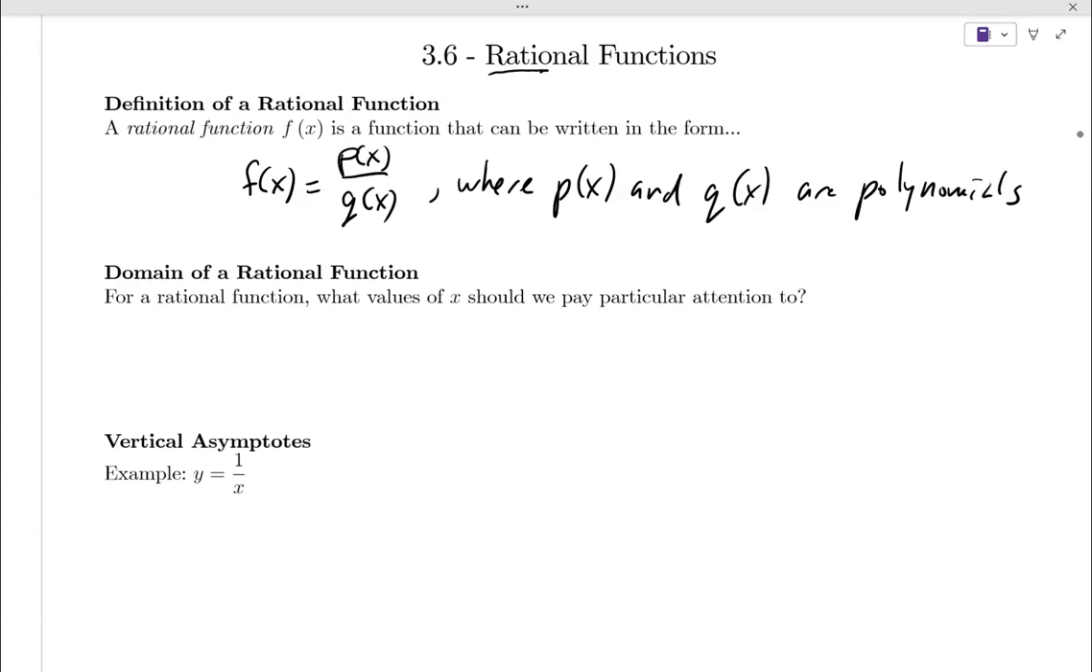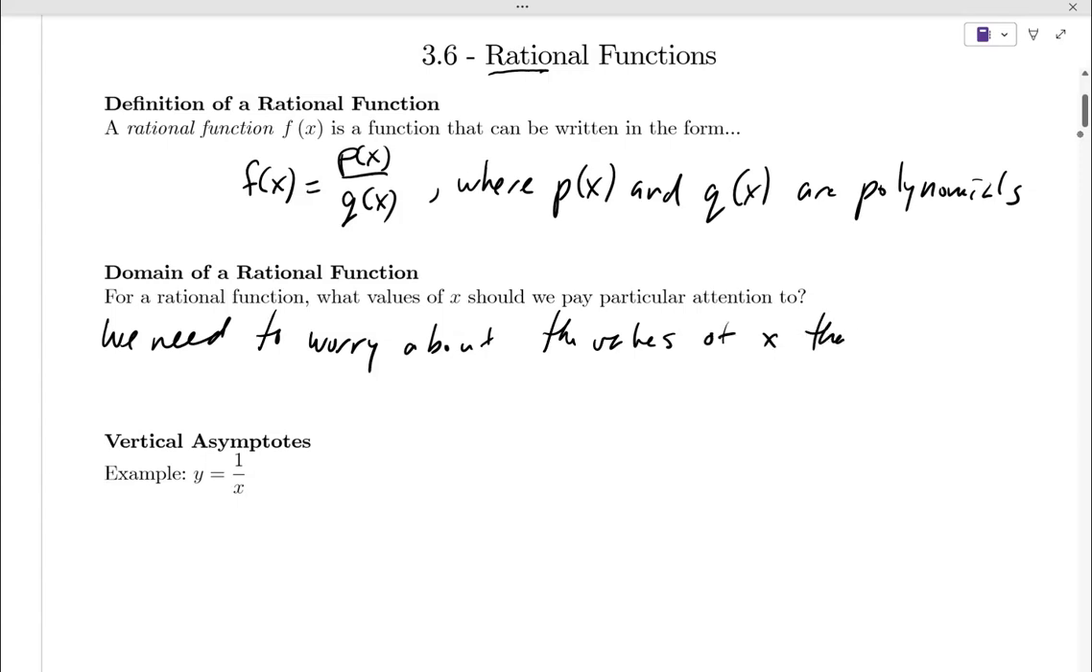When we start introducing ratios, though, what might go wrong? The zero in the denominator, right? And so that's exactly what we need to pay attention to. It's the values of x. We need to worry about the values of x that make that denominator, which I've labeled as q of x, equal to 0.